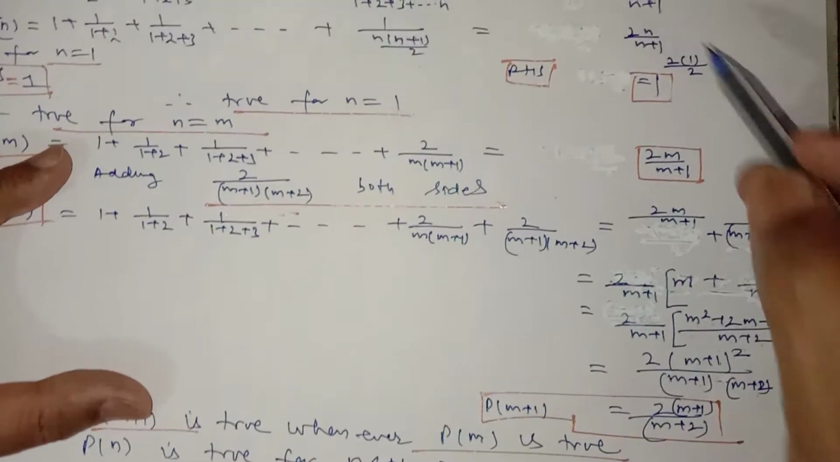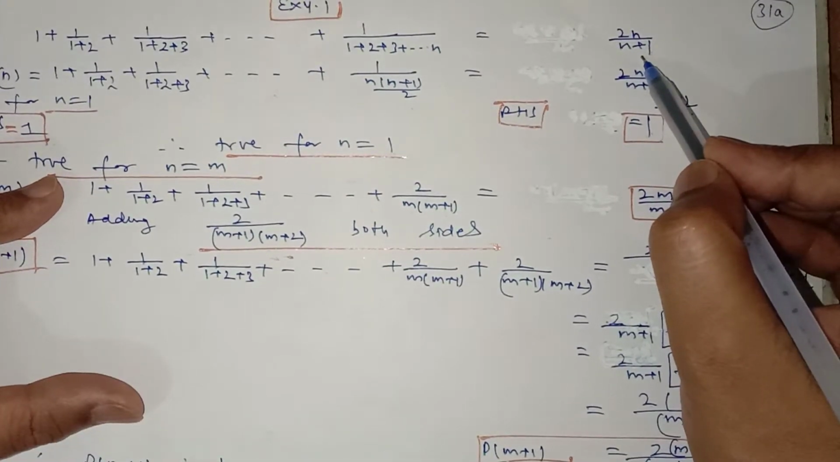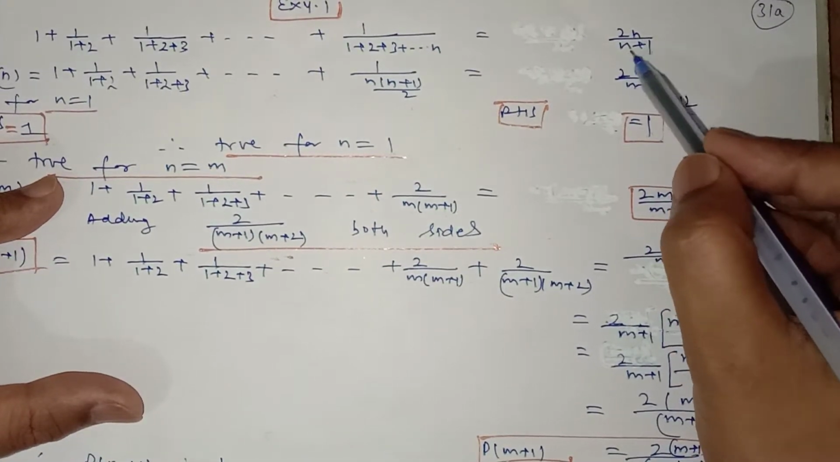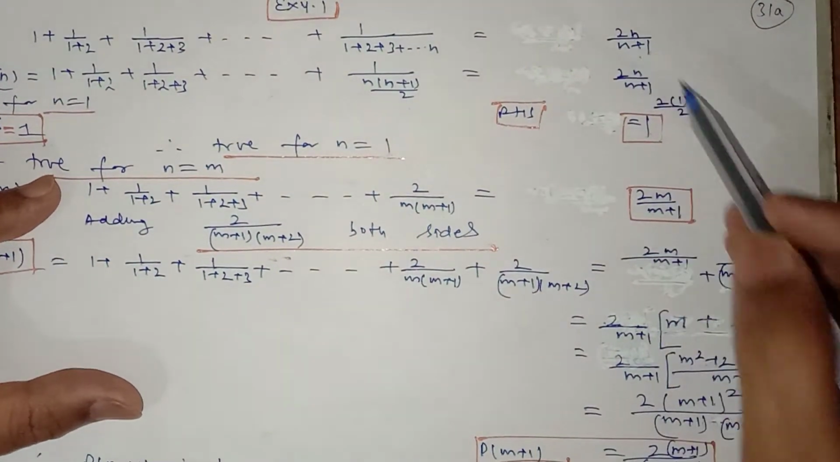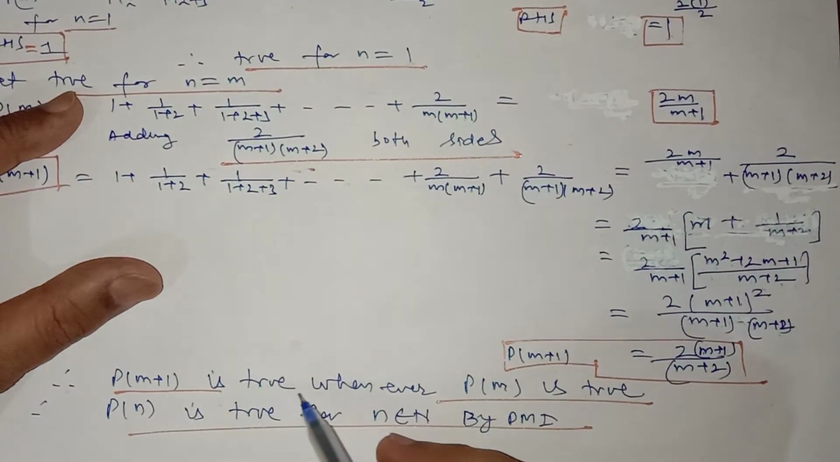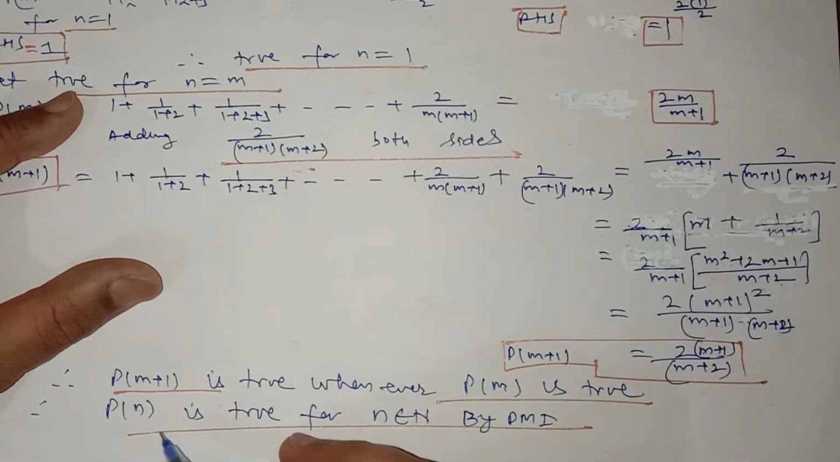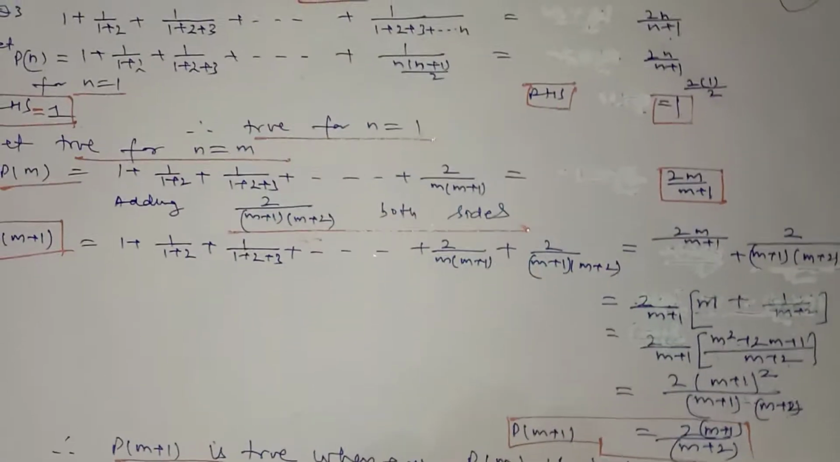Which is the next term, or which is obtained in the right hand side by replacing m by m plus 1 in the right hand side. So this is the next term of the right hand side. As usual, we are doing the questions. So therefore P(m plus 1) is true whenever Pm is true. Therefore Pn is true for all natural numbers by PMI. These two lines you have to write in all the questions in this PMI chapter.